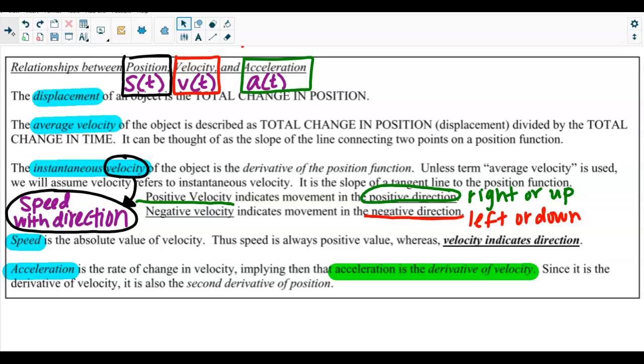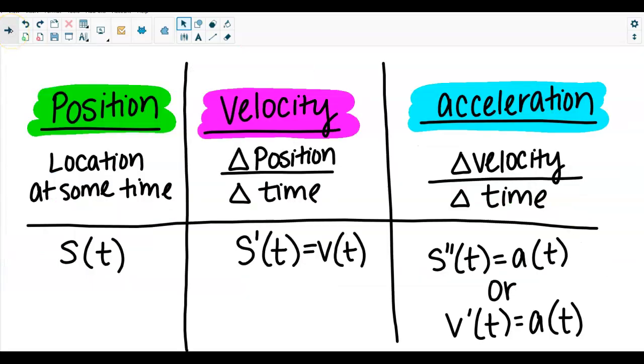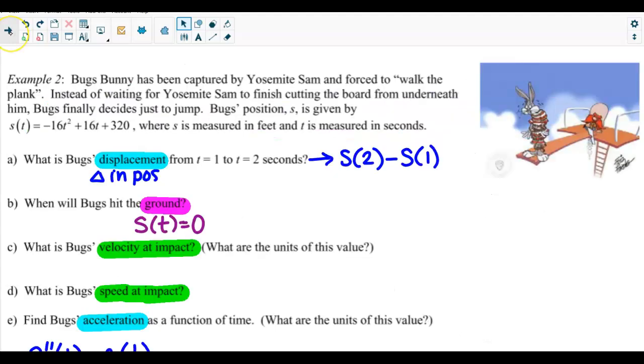Speed is the absolute value of velocity, so it's whatever that change of position is over change of time, but it's always positive. And then acceleration is the change of your velocity. So if you're driving 25 miles per hour and then you increase to 30 miles per hour, that change in velocity was 5 miles per hour over your time period. So it's the derivative of velocity. So here's just a helpful thing that you can pause and write down and take a look at a little bit more on those.